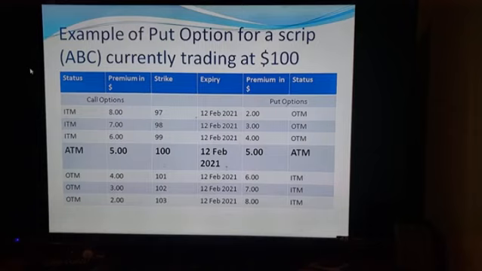It depends, and we'll talk later about whether you should buy in-the-money or out-of-the-money options. We'll talk about it later.